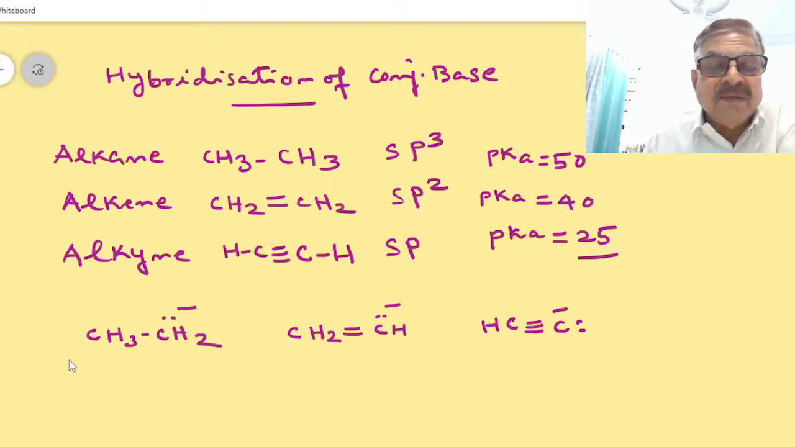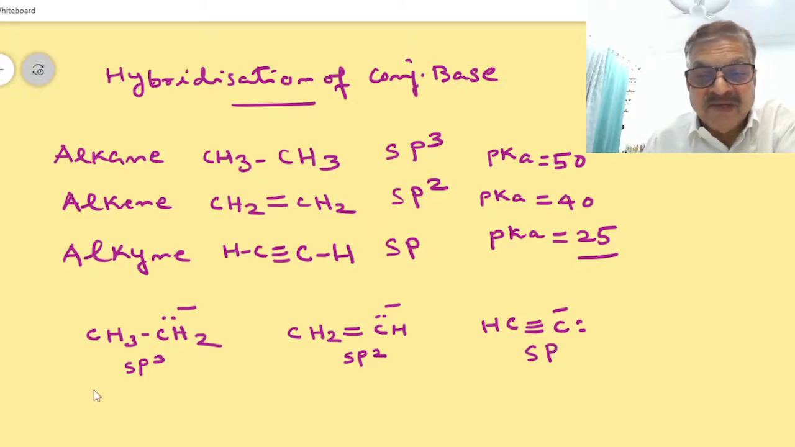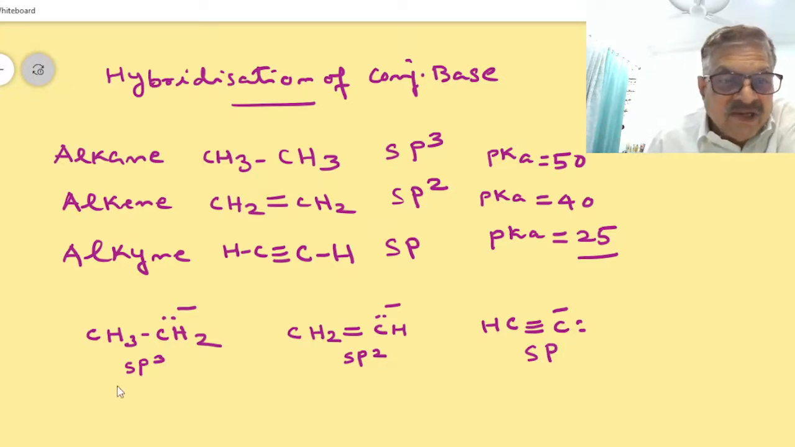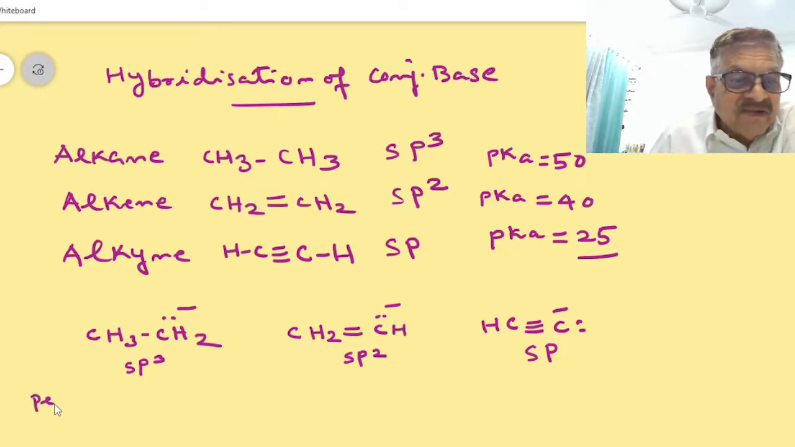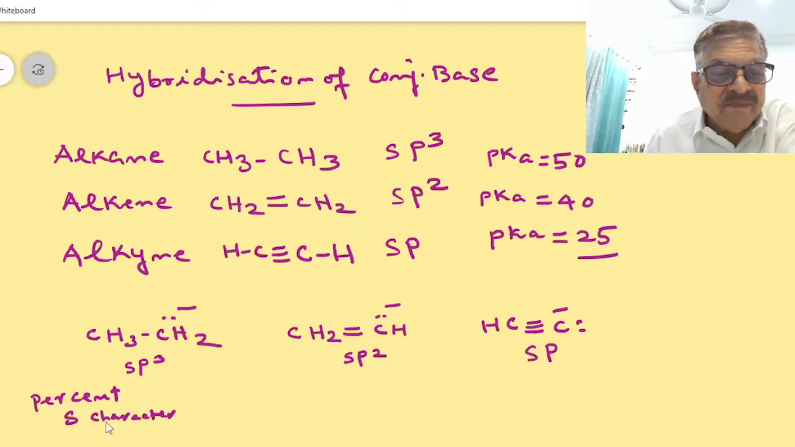Now we'll have to see the hybridization of the conjugate base, that is, the hybridization of the negatively charged carbon atom. We have seen here in the case of alkane, the carbon is sp3 hybridized, here it is sp2 hybridized, and here it is sp hybridized. Now we have to identify another important characteristic here. What is the percent s character? That means in the hybrid orbital, what is the percentage of the s orbital?